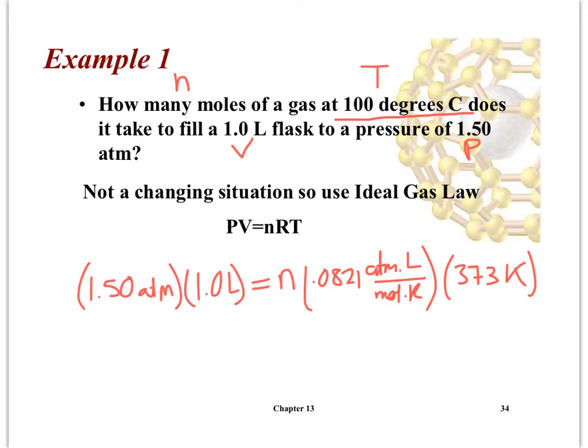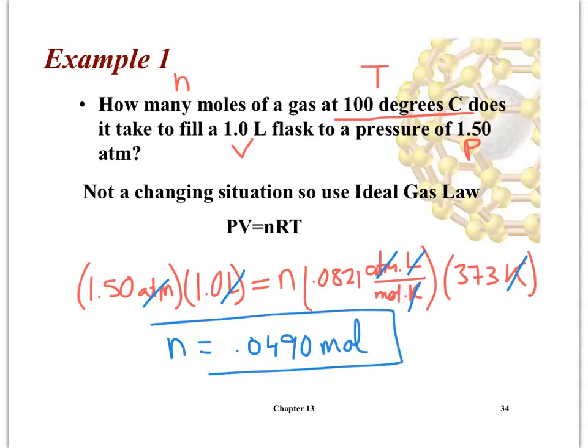And so if you look at it, the atm will cancel with the atm, the liters will cancel with the liters, the Kelvin will cancel with the Kelvin, and when I move that over, it will be equal to some number, and then the units would be moles. So if you take 1.5 times 1 over 0.0821 times 373 and plug that into your calculator, you end up with 0.0490 moles. And that's my answer. Let's look at the next example.